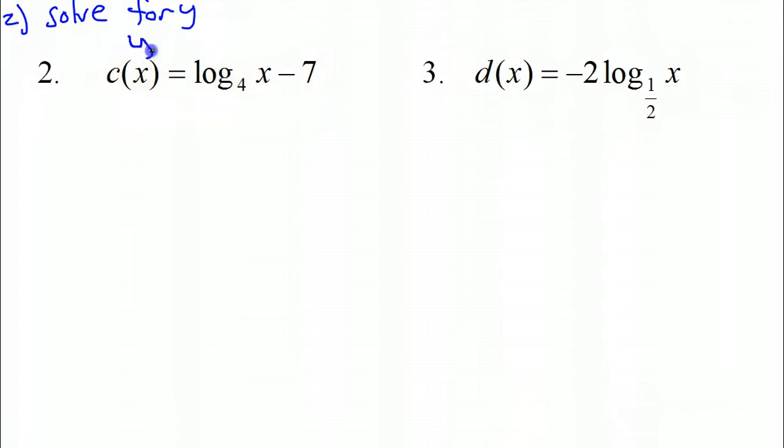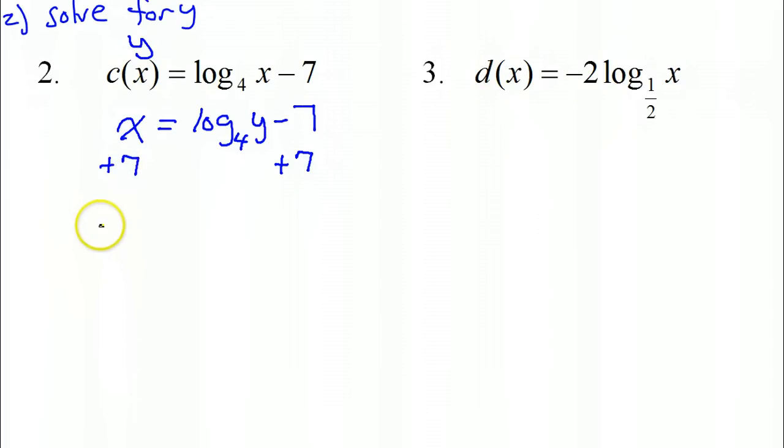Like we say, this is really like having y equals log base 4 of x minus 7. So we're going to switch x and y. So this will become x equals log base 4 of y minus 7. Now, as we solve for y, the first thing you want to do is add 7 to both sides. So that's going to give me x plus 7 is equal to log base 4 of y.